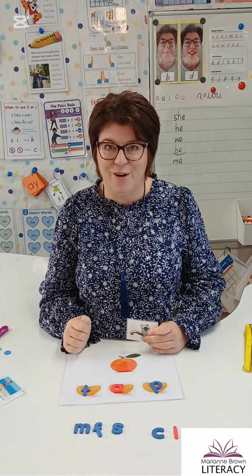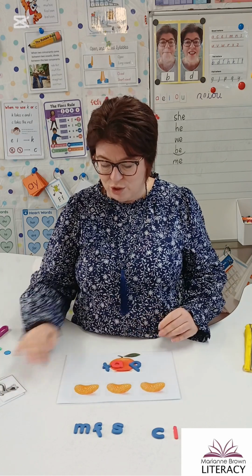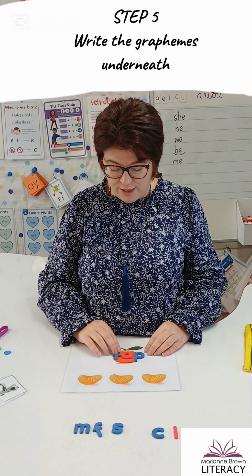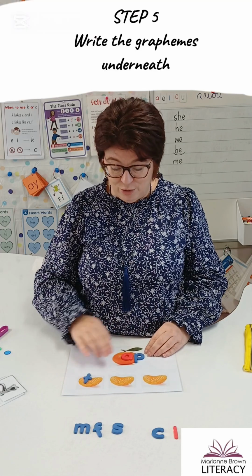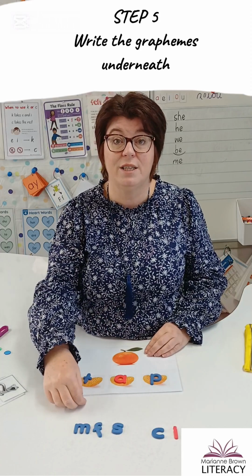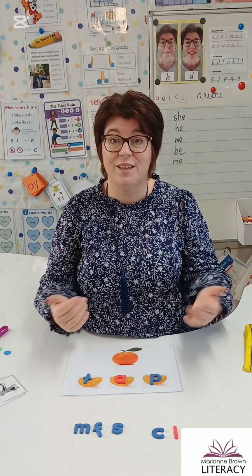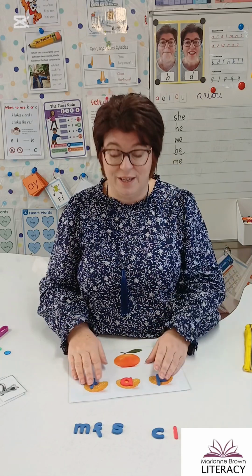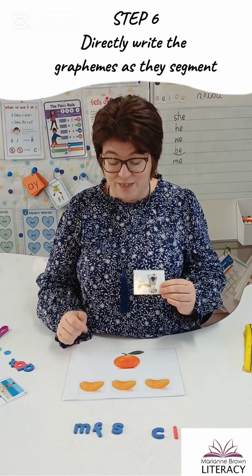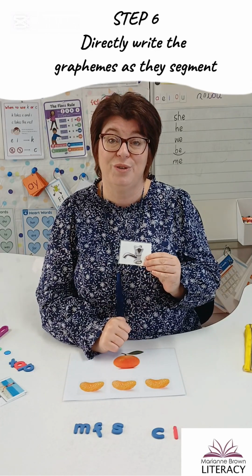Okay, once they are able to do that, what you can do is bring your sounds down, and they could perhaps write them with a whiteboard marker underneath. And then obviously the last step would be to then just have the word tap, and that they directly write the letters onto the segments.